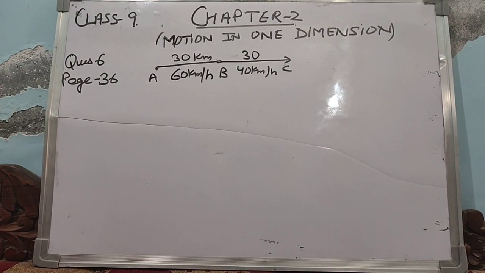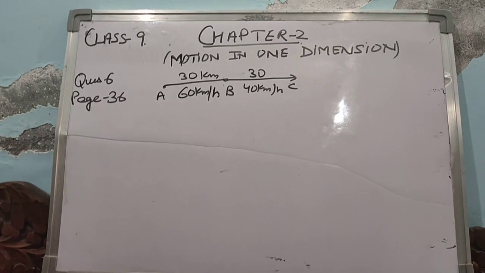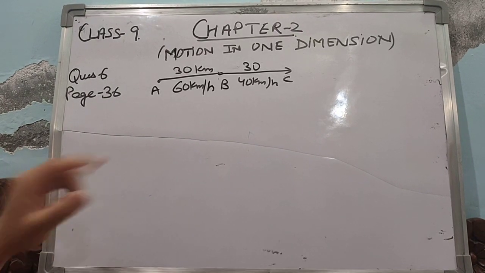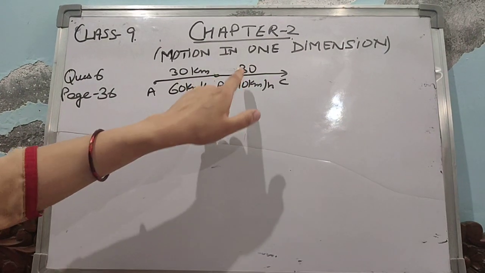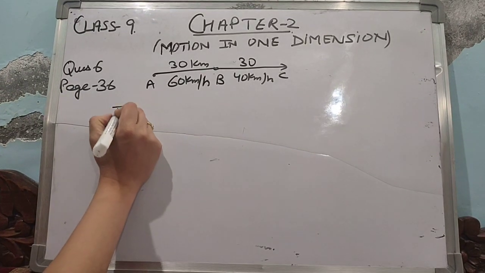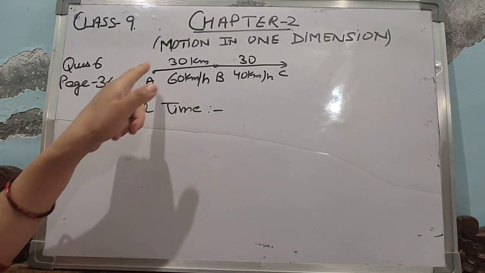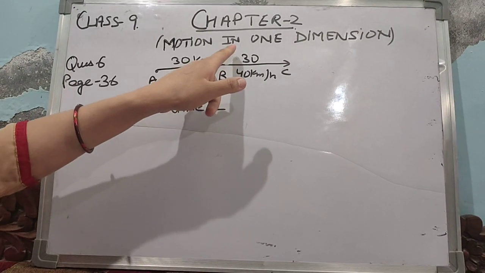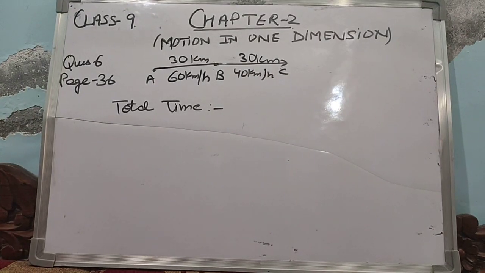Dear students, I am now solving question number 6 from page number 36. I'll read out the question for you. A car travels the first 30 km with a uniform speed of 60 km per hour and the next 30 km with a speed of 40 km per hour. Calculate the total time of the journey. You have to find the total time.